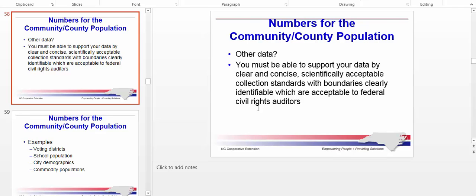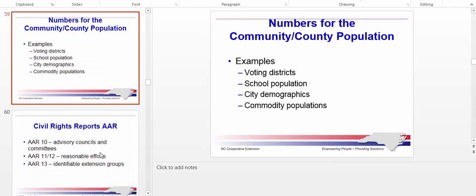So some of the other areas here for community: voting districts, school population, which I mentioned, city demographics, or if you have commodity populations, again, with the numbers through something like the Corn Growers Association, you may be able to use that.